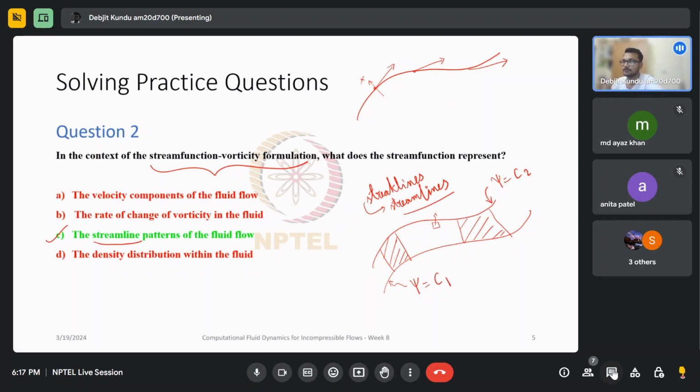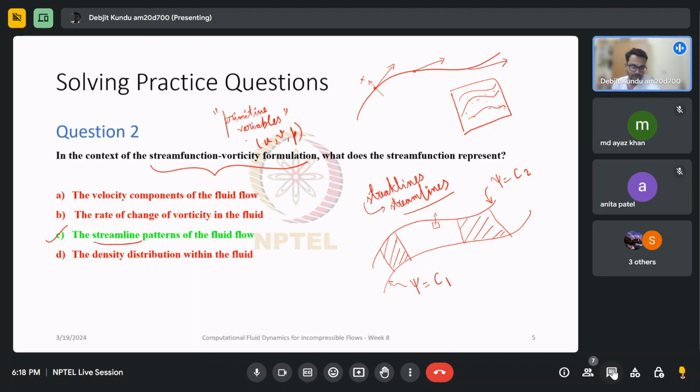So let's say in a domain I know the values of the stream function at all points, and if I simply connect the points which have the same stream function value with a line, I will get streamlines directly. Whereas in the primitive variables approach, where I'm solving for U, V, and P directly from the Navier-Stokes equations, I can find U and V at each point and then try to find the streamlines by joining points, tangent to which the velocity is at those points.